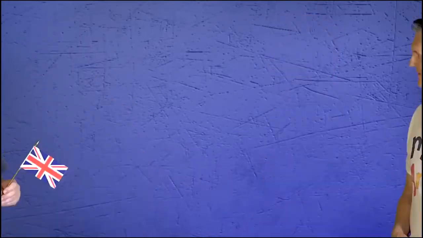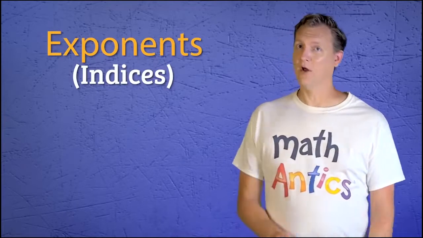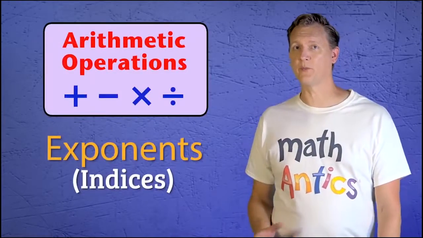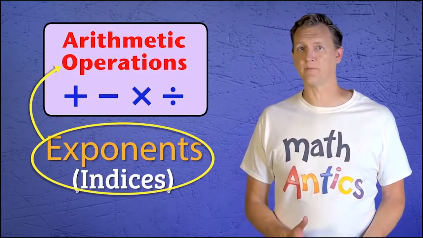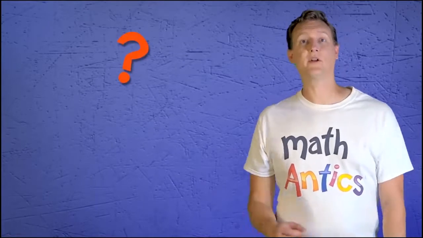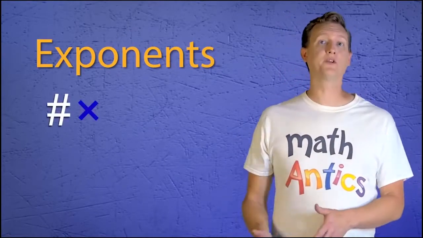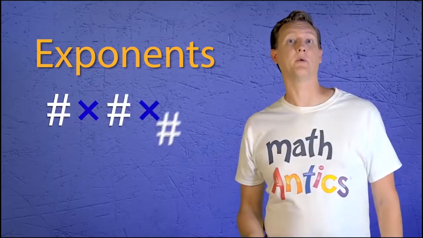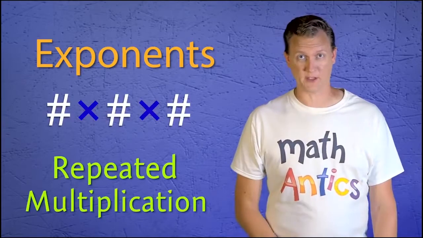Alright then, but what are exponents, or indices? Well, just like the 4 main arithmetic operations that we use in math, exponents are a type of math operation. They tell us what to do with numbers. Okay, but what do they tell us to do? Exponents tell us to take a number and multiply it by itself a certain number of times. In other words, exponents are basically repeated multiplication.